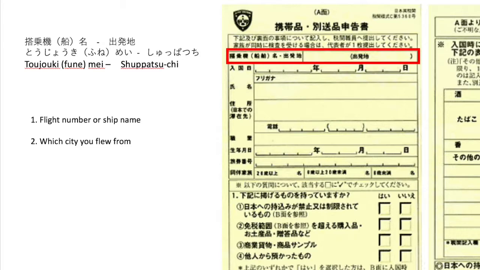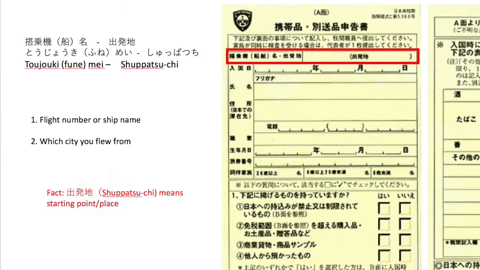It's in kanji form, which is another way to write Japanese. And those are really hard. Even Japanese people sometimes struggle writing and reading kanji. So the first part is called tojoki and funeme and shuppatsuchi. Tojoki means flight number, funeme is ship name, and shuppatsuchi is the city you flew or came by boat, or not boat, ship from.